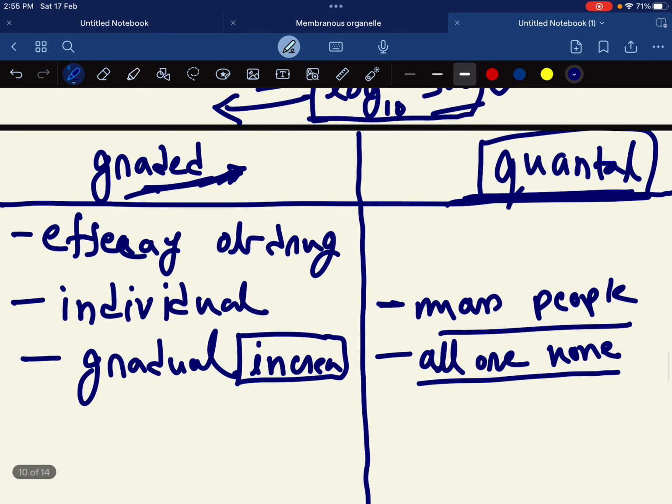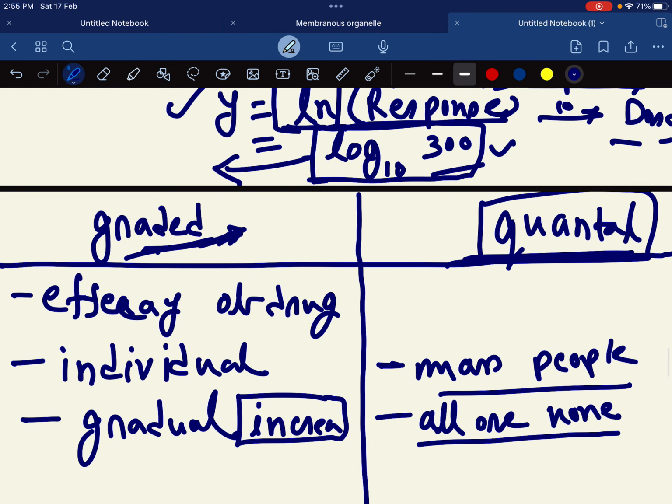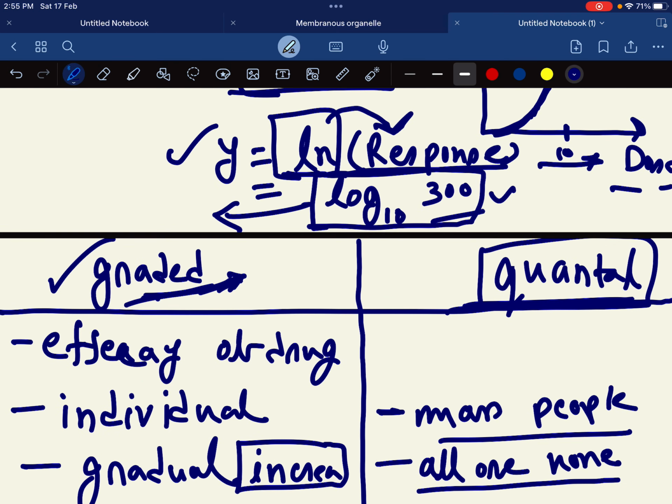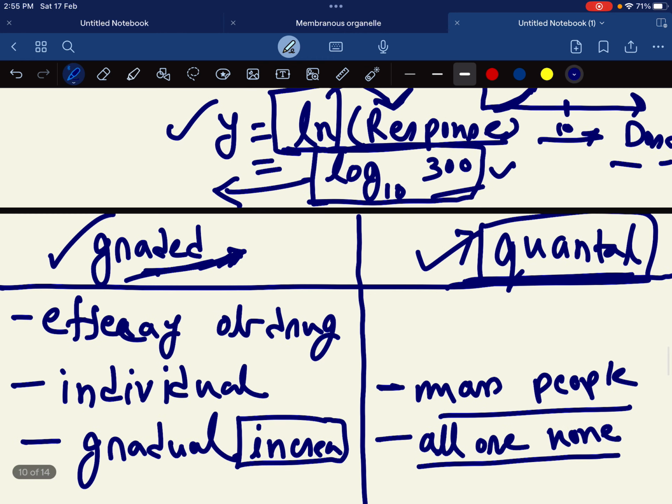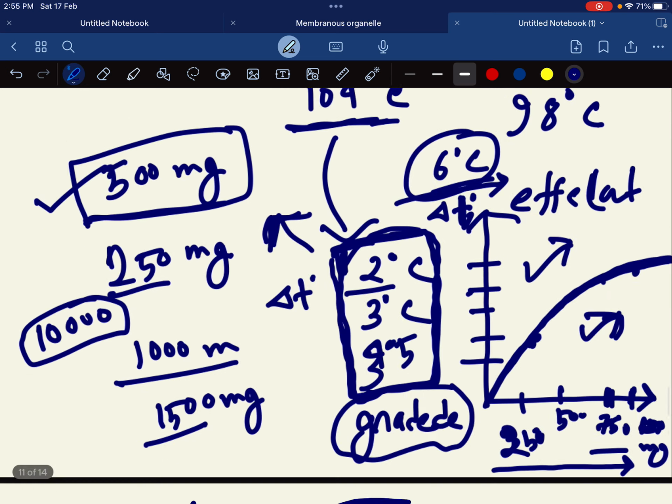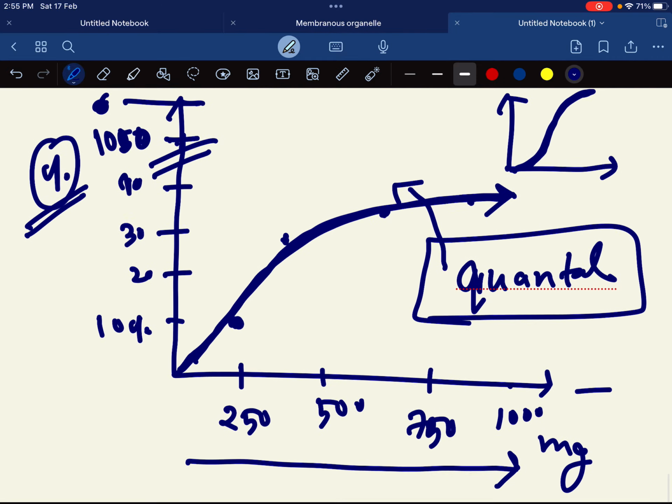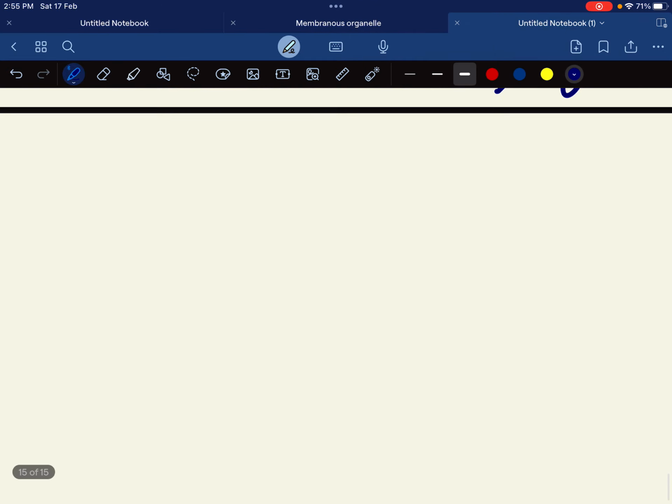Now, as we have grossly considered what is graded drug response curve and what is quantal drug response curve, we must dive deeper into the topic. We will now understand what is the utility, or what kind of information we can get from graded drug response curve and quantal drug response curve. So let's start with graded drug response curve. The basic idea is that using this kind of graph is very helpful in drug development.